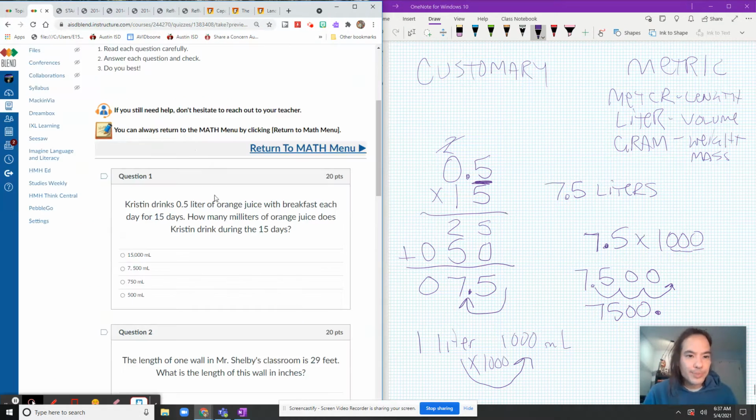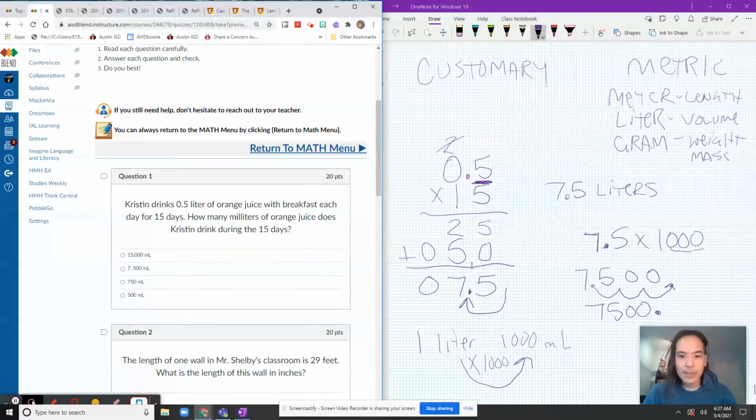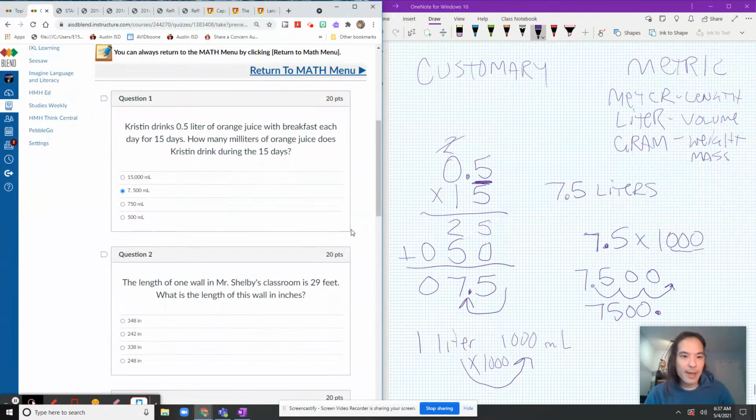So when we go back to this question, it's saying how many milliliters of orange juice does Kristen drink during the 15 days? If she drank 7 and 5/10 liters and 1 liter is 1,000 milliliters, according to our star cheat sheet, we could already eliminate some bad answers, right? That means 7 liters is going to be at least 7,000. So 15,000 is too big, 750 is too small, 500 is too small. So the best answer that I have is 7,500 because 5/10 times 15 was 7.5, or 7 and 5/10.